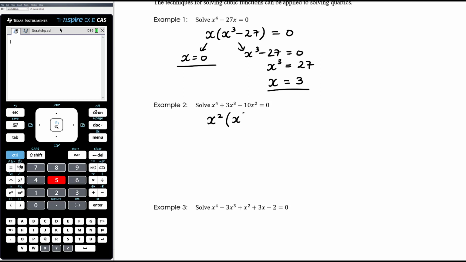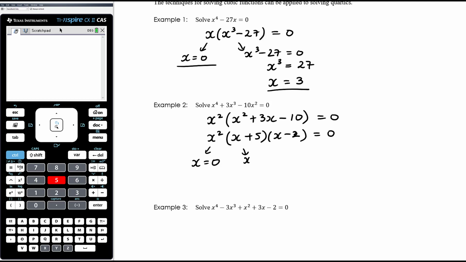Let's take that out. We're going to be left with x squared plus 3x minus 10 equals 0. Factorising that quadratic, factors of negative 10 that add up to positive 3, it's going to be x plus 5, x minus 2. And so the null factor law tells us that either x squared equals 0, which means x equals 0, or x plus 5 equals 0, so x equals negative 5, or x minus 2 equals 0, so x equals 2. 3 solutions to this particular quartic function.